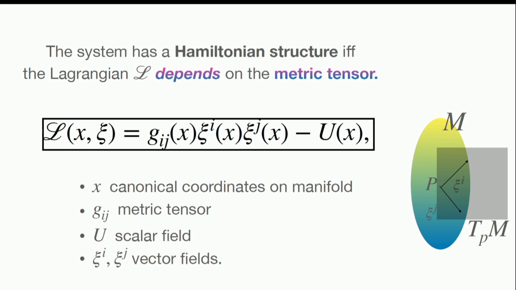Well, here it gets a little bit more complicated. So let's explain the story. There's actually a statement that says that the system has a Hamiltonian structure if and only if the Lagrangian L depends on the metric tensor. In other words, this equation here is satisfied, where G is the metric tensor, psi i, psi j are vector fields, U is just a scalar field, and X are, naturally, canonical coordinates on the manifold. All this is illustrated on the diagram.